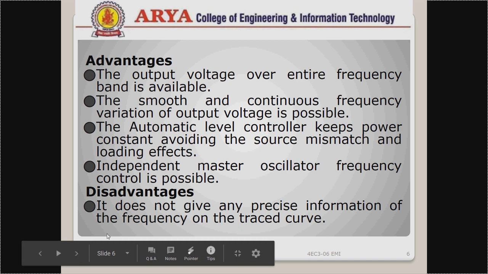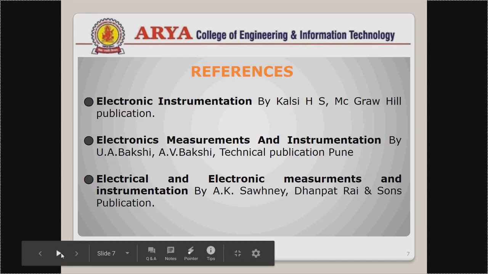These are the references from where I covered this topic.